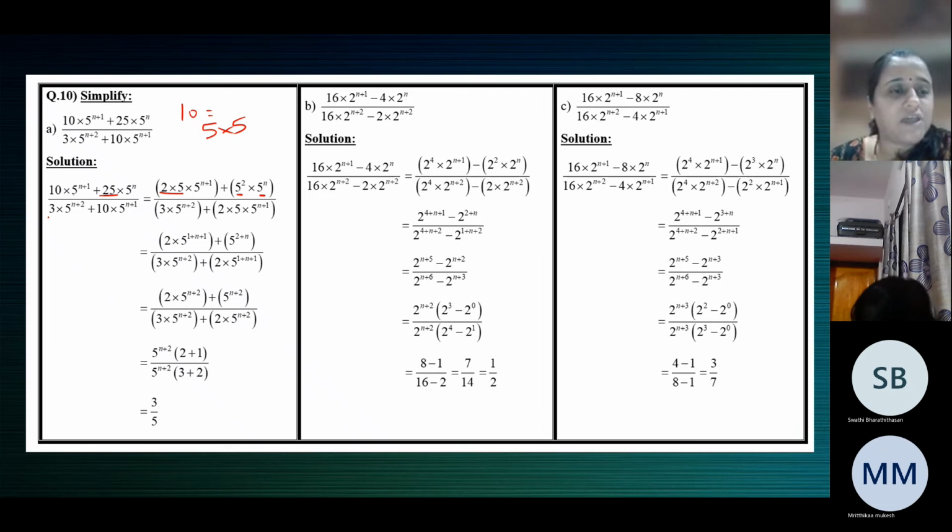Divided by, nothing much can be done with 3. So we write 3 as it is. And this 5 to the power n plus 2 as it is. Here again you can write 10 as 2 into 5. So write that into 5 to the power n plus 1.